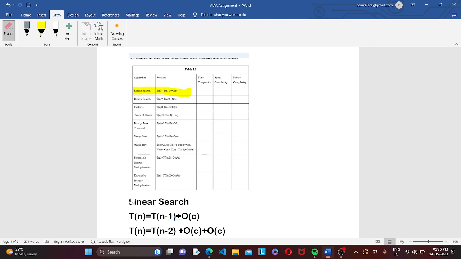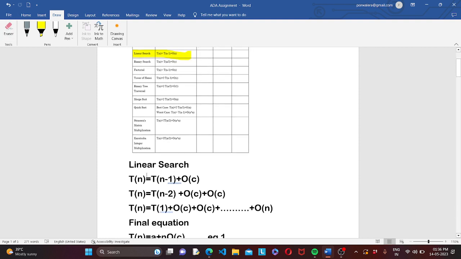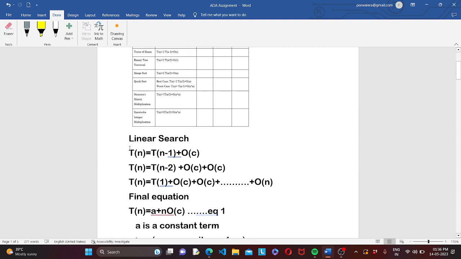Our very first algorithm is linear search, and it has the recurrence relation T(n) = T(n-1) + O(c), where O(c) signifies that the time complexity for this operation will be constant time. This is our recurrence relation, and O(c) simplifies the time complexity for the recurrence relation to constant time. Now we can simplify the recurrence relation using substitution, and we can substitute the value of T(n-1) using the above relation.